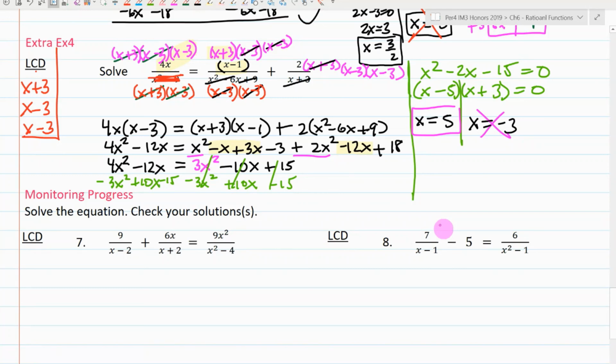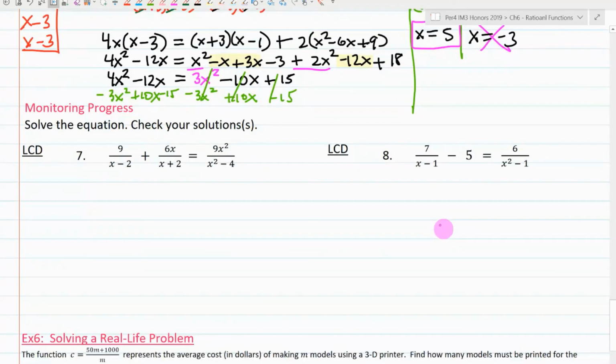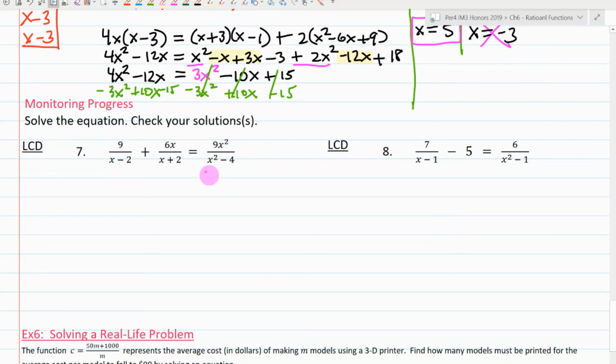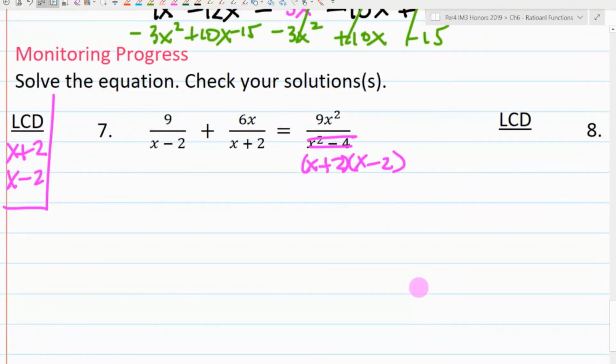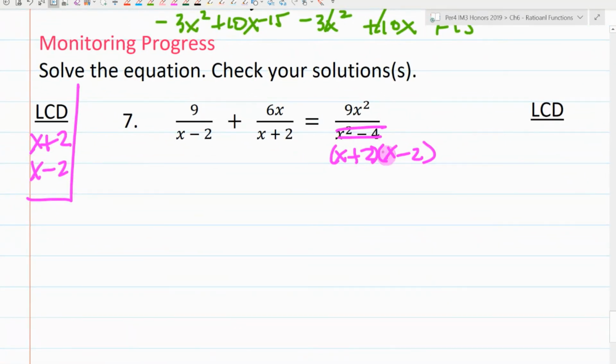All right, let's do these last two. I'm going to factor this, x plus 2, x minus 2. Cross that off. That's your LCD. Let me highlight or zoom in on this. All right, so we're going to multiply everything by x plus 2, x minus 2. And you can see how it's easier if you leave a space above your problem so that you can write in the LCD.